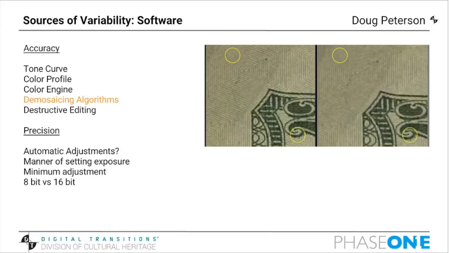Same thing with the amount of bit depth. When we're talking about precision, how small of adjustments can you make? What is the bit depth of the camera? What is the bit depth of the software? These things matter when it comes down to fine-tuning things.